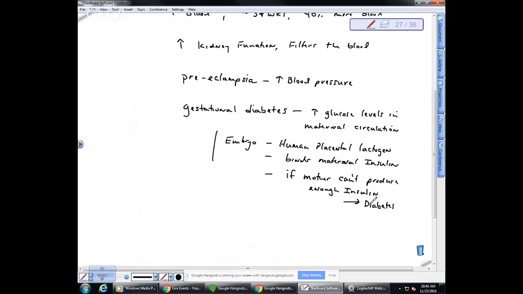And it's a really interesting type of diabetes because as soon as the mother gives birth and the baby's gone and it's not producing any more human placental lactogen, then the blood glucose levels go back down to normal.